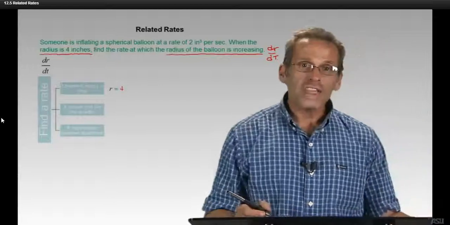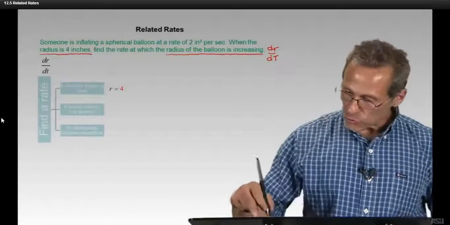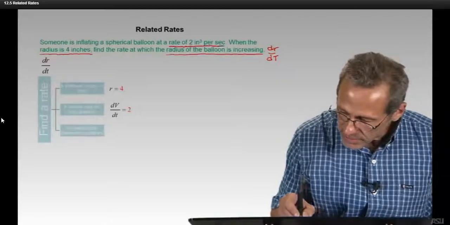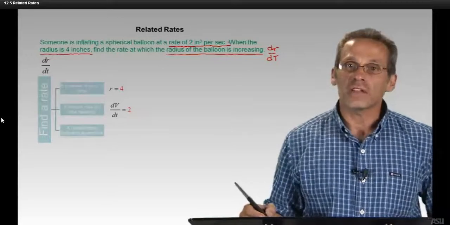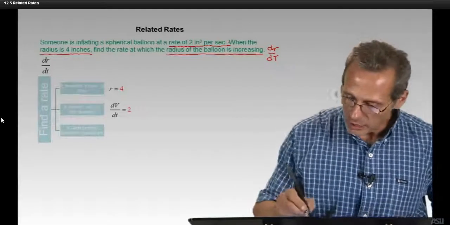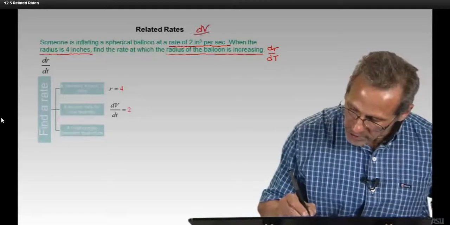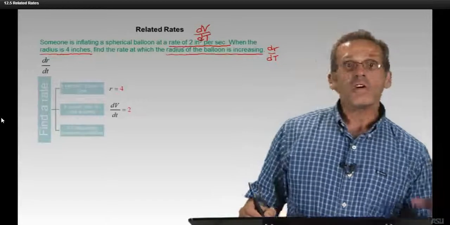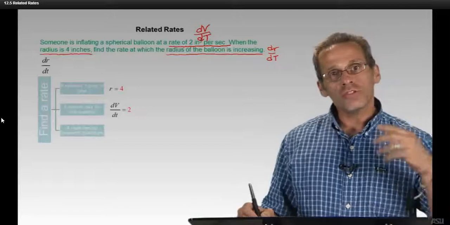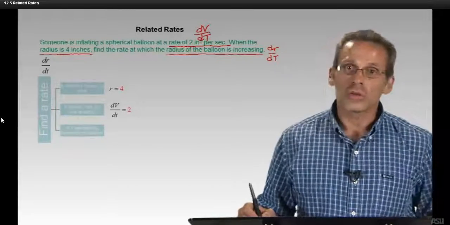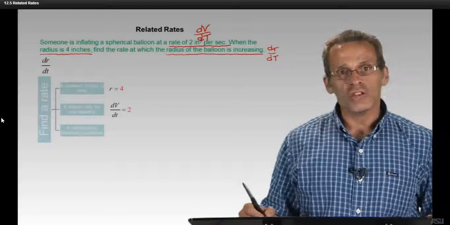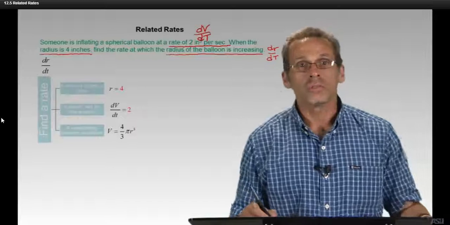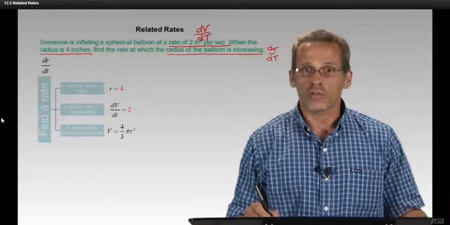And we are given a known quantity, a rate of change. That is, the balloon is inflating at 2 inches cubed per second. That's a change of volume with respect to time. Now we have a change of volume when the radius is frozen at 4 inches. So we want a relationship between those two quantities, volume and radius. In other words, do we have a formula that relates them? We do. The volume of a sphere is 4/3 pi r cubed.